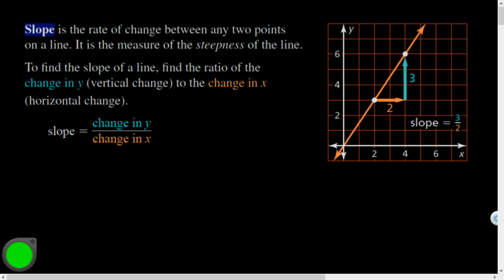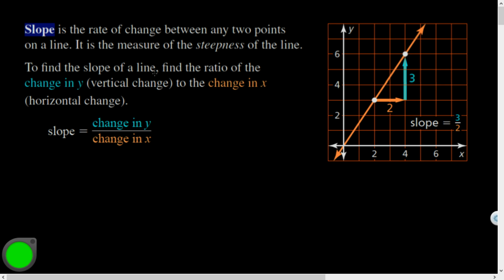So here we are. This is section 3.5. We're talking about graphing linear equations. We're graphing lines using slope-intercept form. But before we get to slope-intercept form, you might be like, well, what is slope? I heard about intercepts yesterday, but what is this slope? Slope is the rate of change between any two points on a line. It is the measure of the steepness of the line.